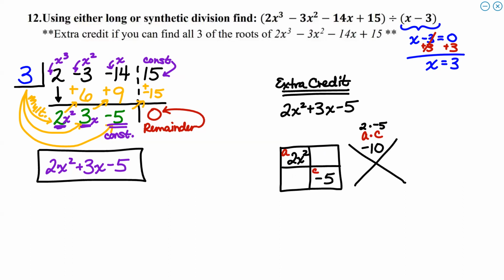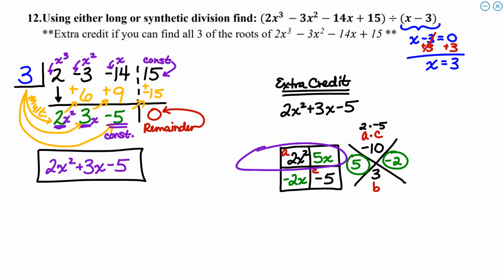What goes on the bottom? 3, my b term. What numbers do you know of that when I multiply them together, I get -10, but when I add them together, I get a +3? 5 and -2. So I come over here and I put those here. And I forgot something. I need x's on those because remember, together, those are giving me this.